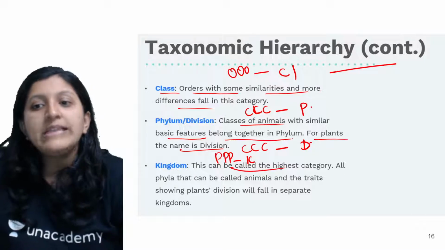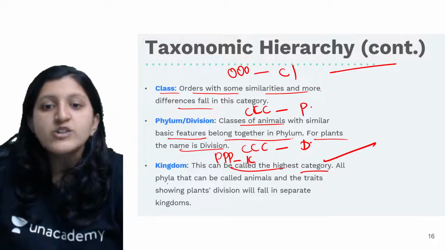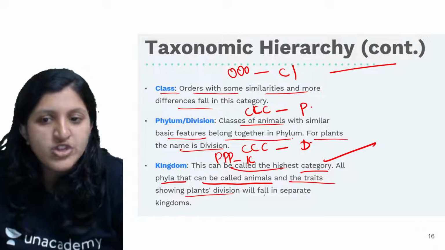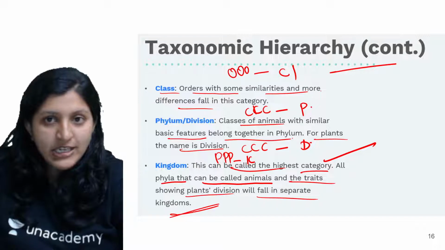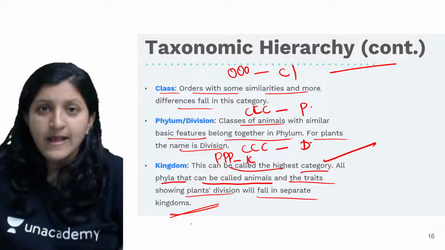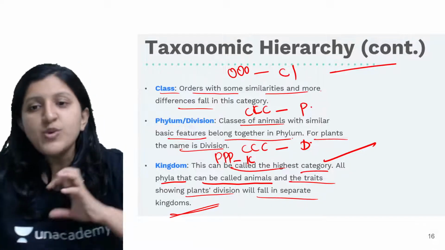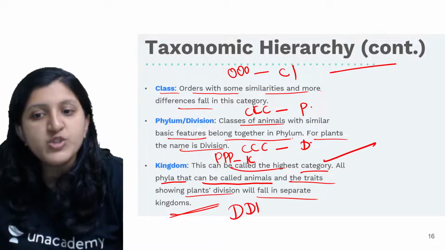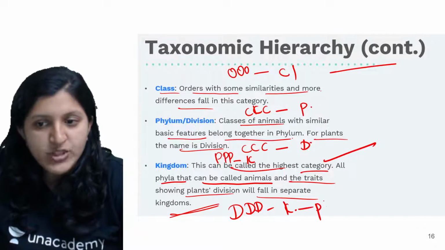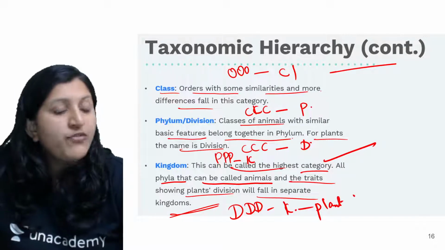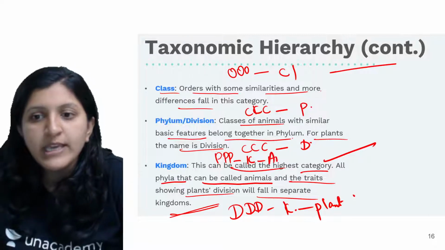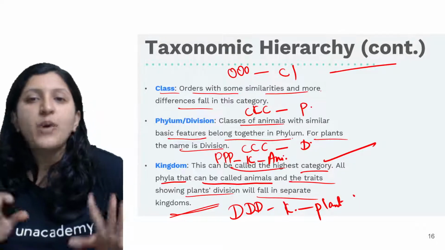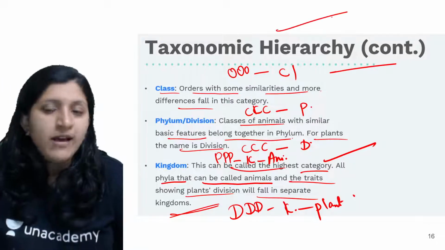So this can be called the highest category. All the phyla that can be called animal, and the plant divisions with their traits, fall under separate kingdoms. Many of the phyla, as we say in the case of animals, together form the kingdom. Many of the divisions together form the kingdom Plantae. Many of the phyla together form the kingdom Animalia. In that case all the related ones are placed in this taxonomic hierarchy.